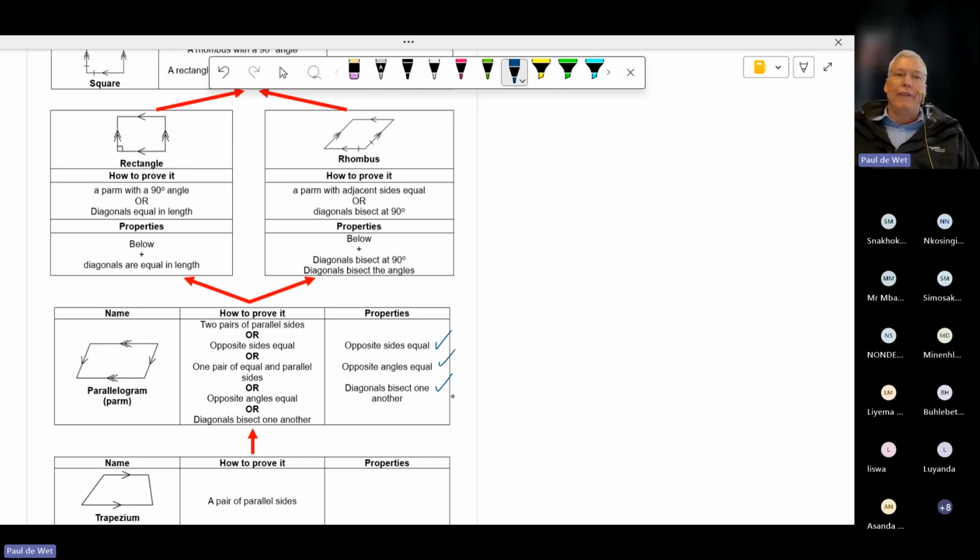Now, listen carefully, there's now a choice. You either then go to a rectangle. What a rectangle is, it's a parallelogram with a 90-degree angle.